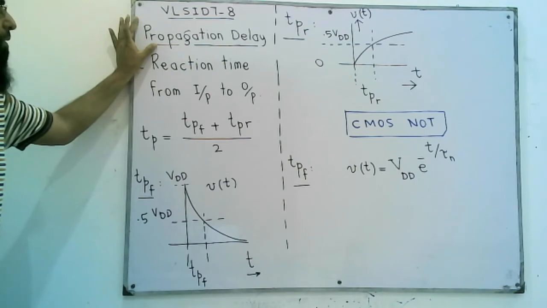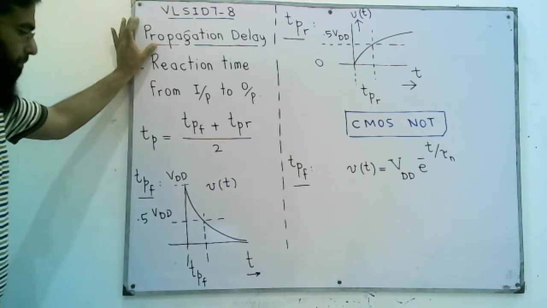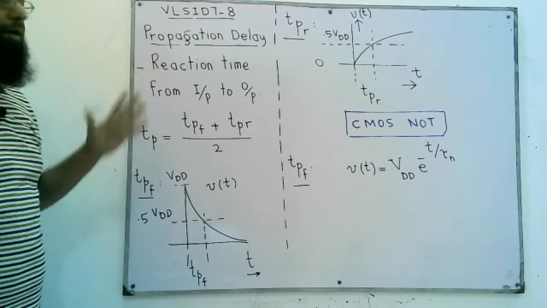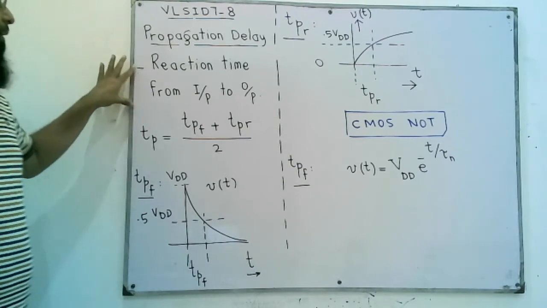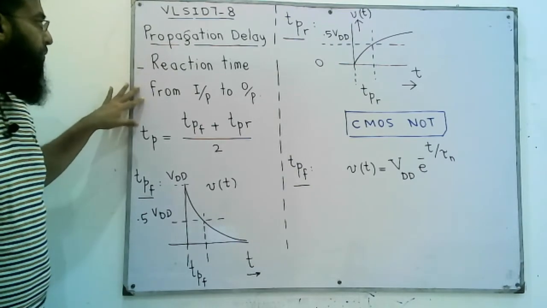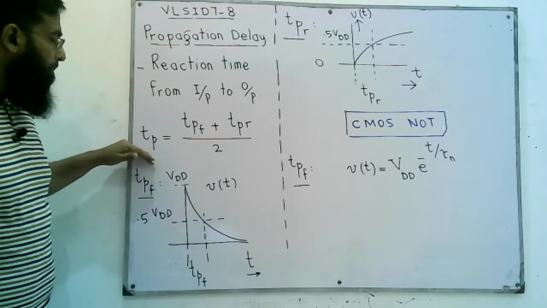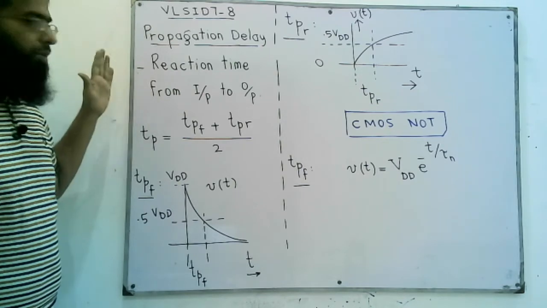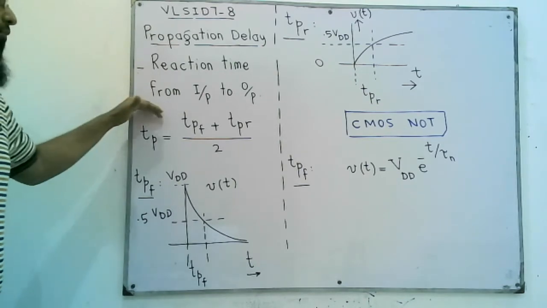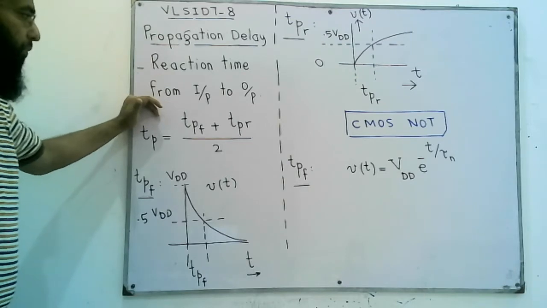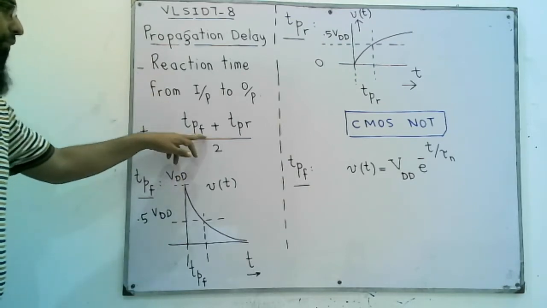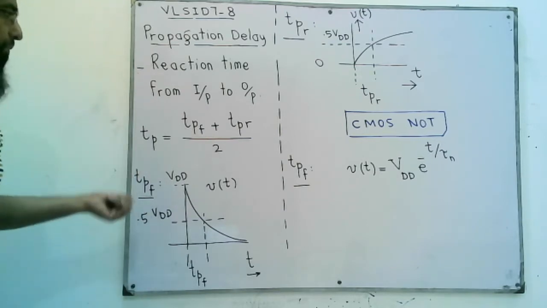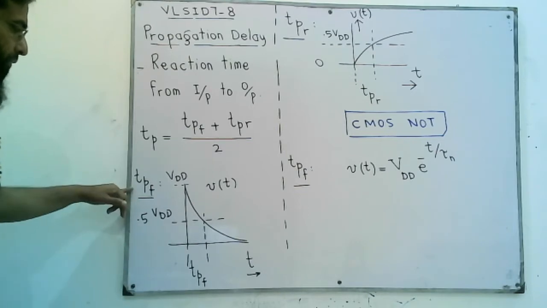In the last lectures we have been studying about rise and fall time delays, and we derived expressions for TR and TF, the rise time and the fall time delays. In this lecture we will study about the propagation delay, TP. TP is the total reaction time, or the total delay offered by a logic circuit from input to output, and it is the average of the fall time delay and the rise time delay, because it's an average value, right? So TPF is a bit different from TF.